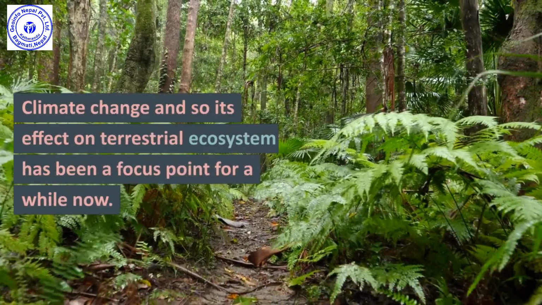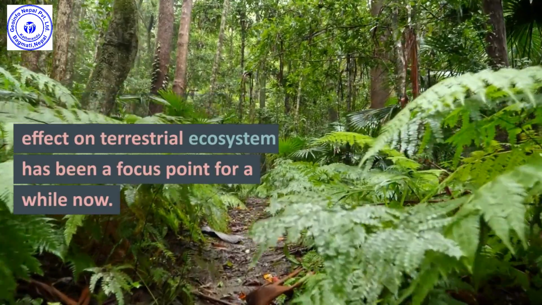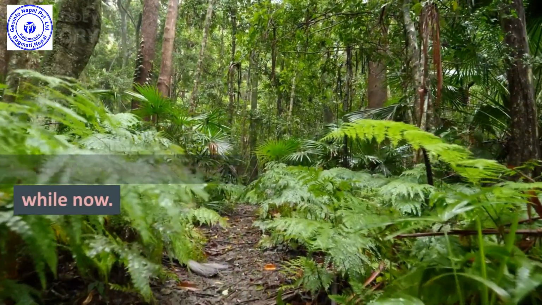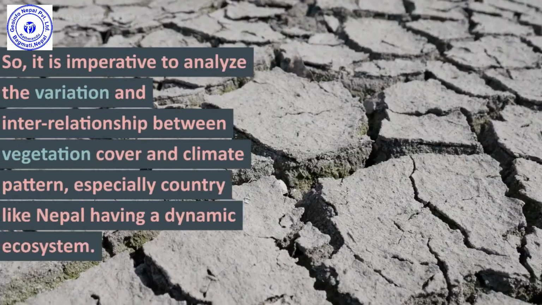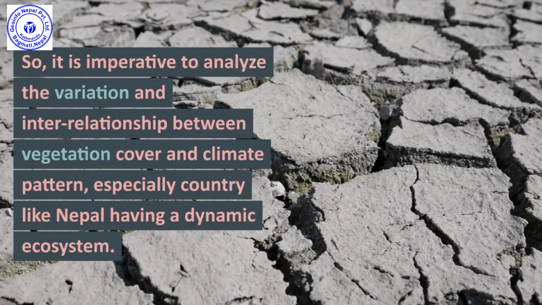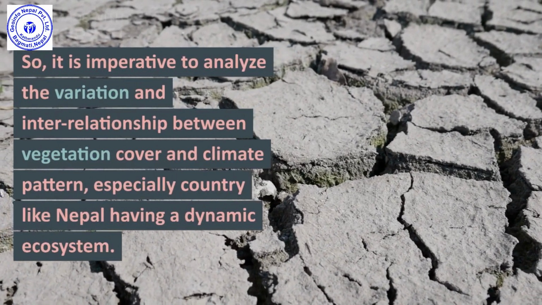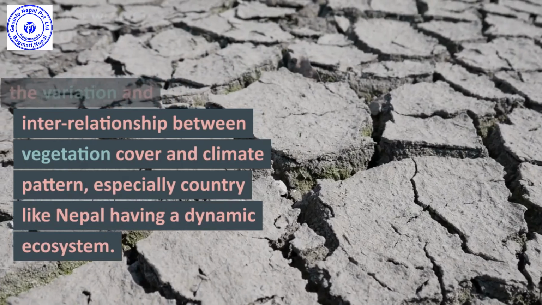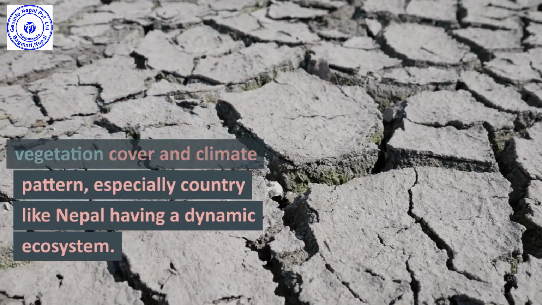Climate change and its effect on terrestrial ecosystems has been a focus point for a while now. So, it is imperative to analyze the variation and interrelationship between vegetation cover and climate pattern, especially in a country like Nepal having a dynamic ecosystem.